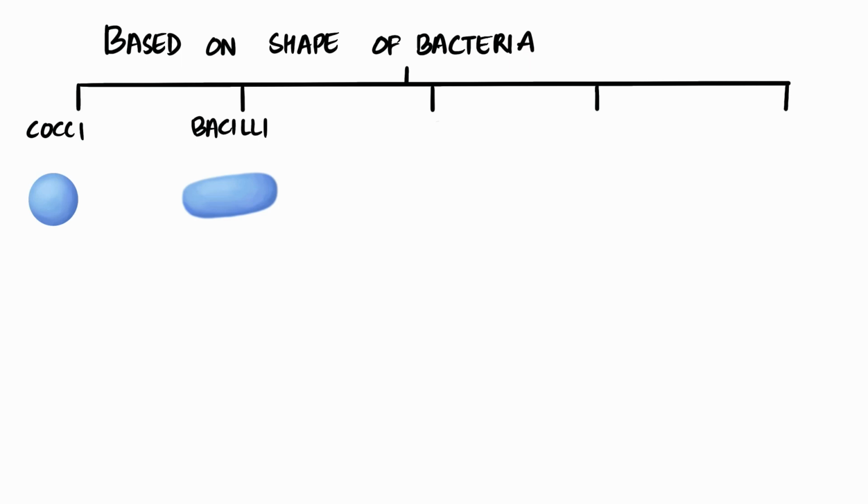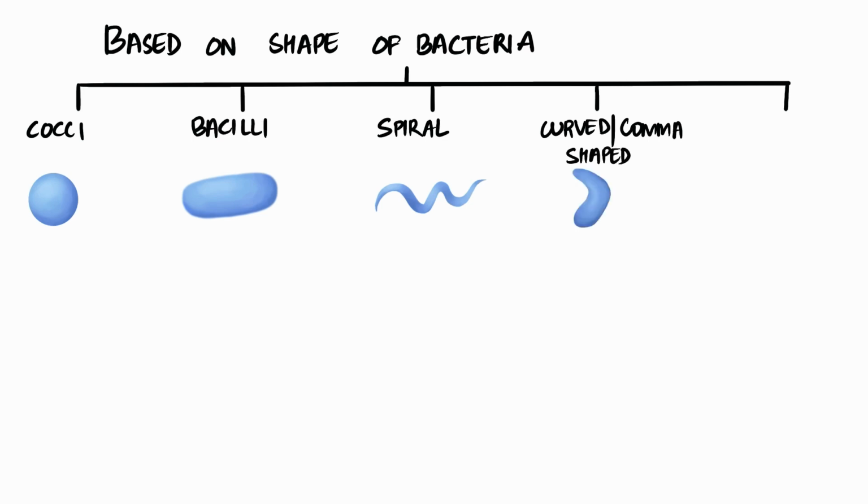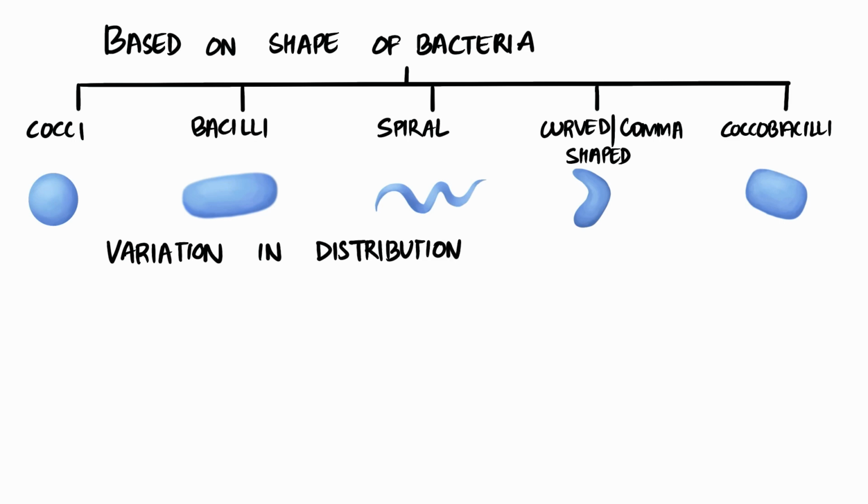Next we have spiral bacteria, and as the name suggests, they are spiral in shape. Then we have curved or comma-shaped bacteria. And finally, we have coccobacillus. These are bacteria whose shape is a combination of a coccus and a bacillus. There's also a variation in distribution that we can see in these bacteria.